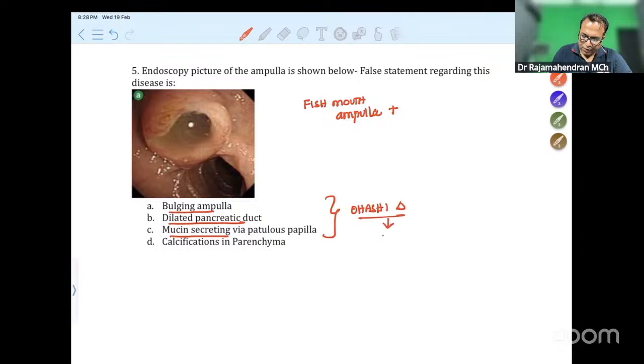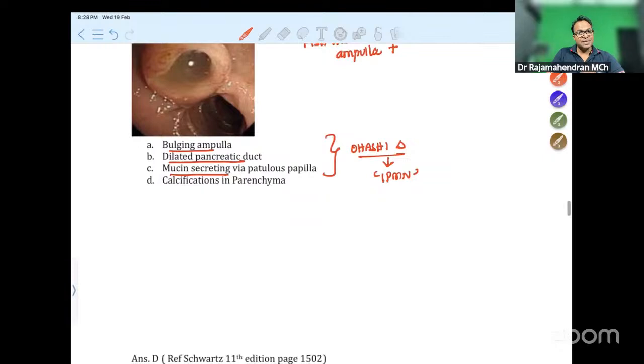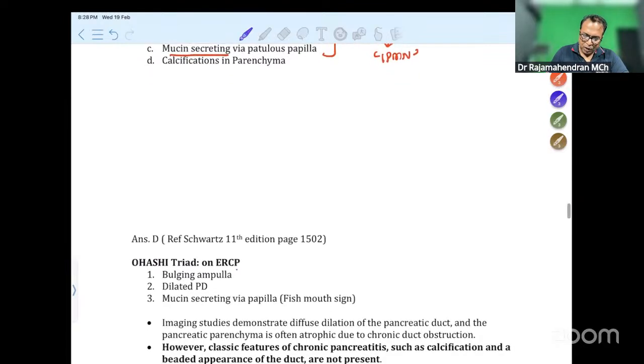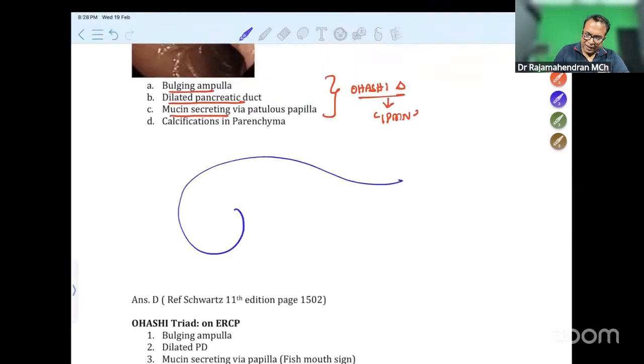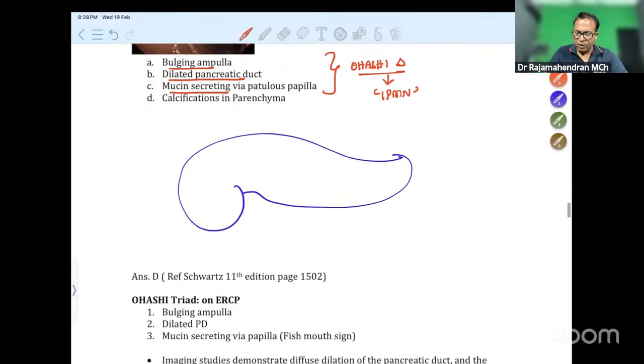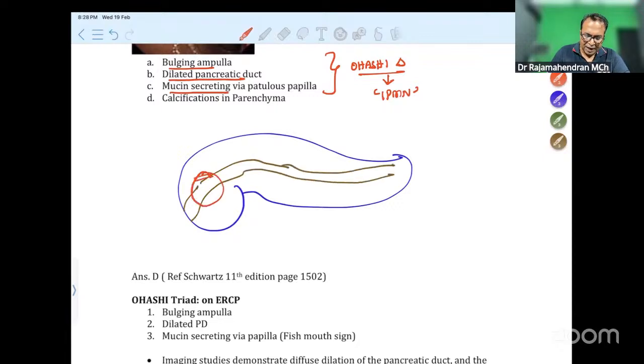Okashi triad is a feature of IPMN, intraductal papillary mucinous neoplasm. It is from SWATs as well as from all surgical gastro books. So bulging ampulla, dilated pancreatic duct, and mucin secreting neoplasm. See, IPMN is usually arising from the duct at the part of head like this. So IPMN arises from the head like this.